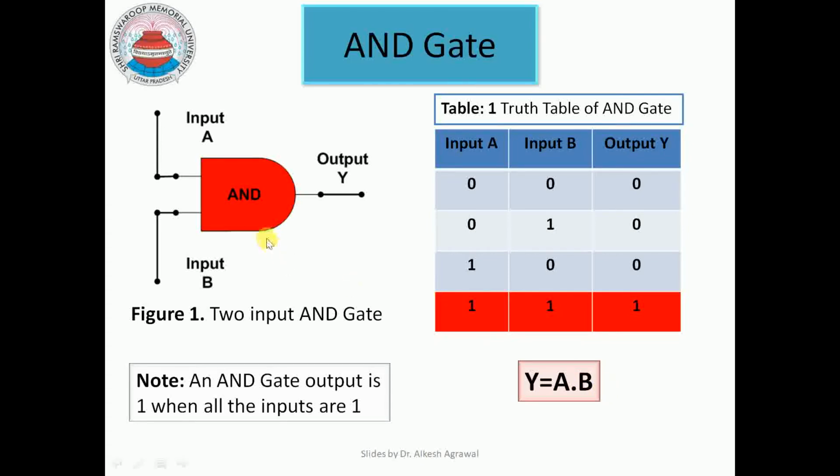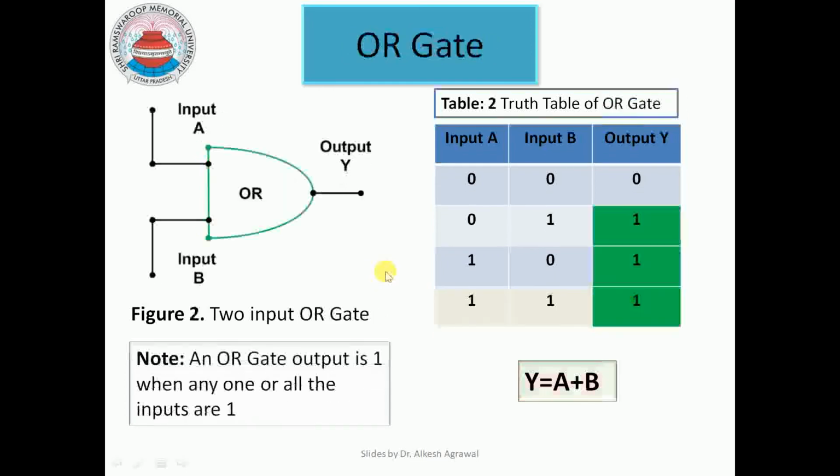So again, let us discuss about AND gate. The uniqueness of this AND gate is the output is high when all the inputs are high. Next, we discuss about OR gate. This is the block diagram of an OR gate. It is a two input OR gate.